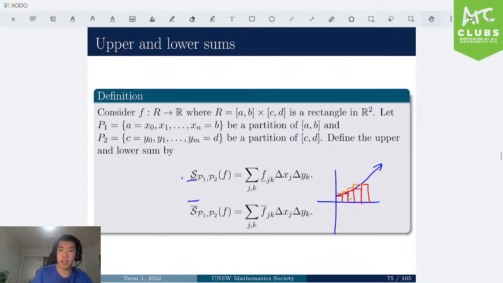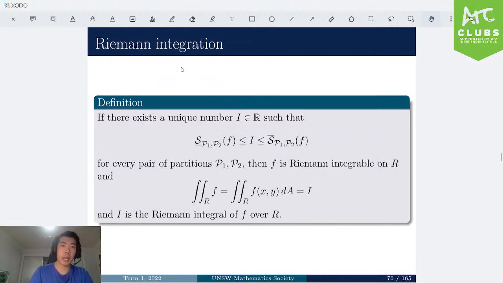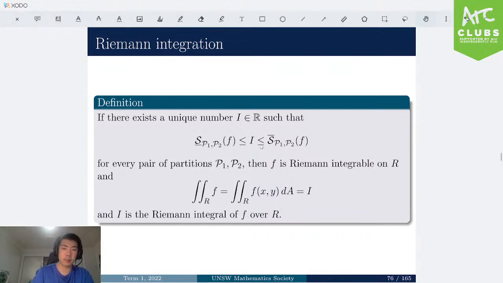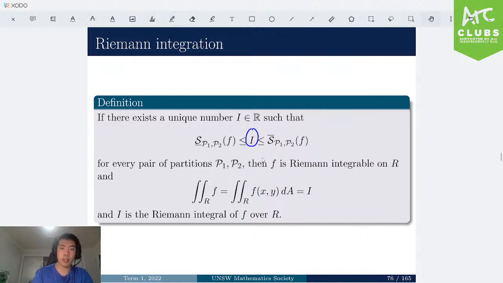These orange rectangles will constitute the upper sum, and the red rectangles will constitute the lower sum. Basically, the actual area under the curve sits between the sum of areas of the upper rectangles and the lower rectangles. So a Riemann integral is basically, like I said before, the value of the integral that lies between the lower sum and the upper sum.